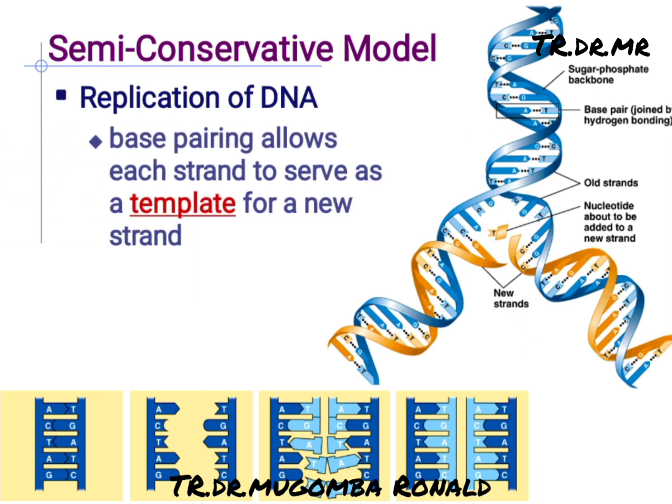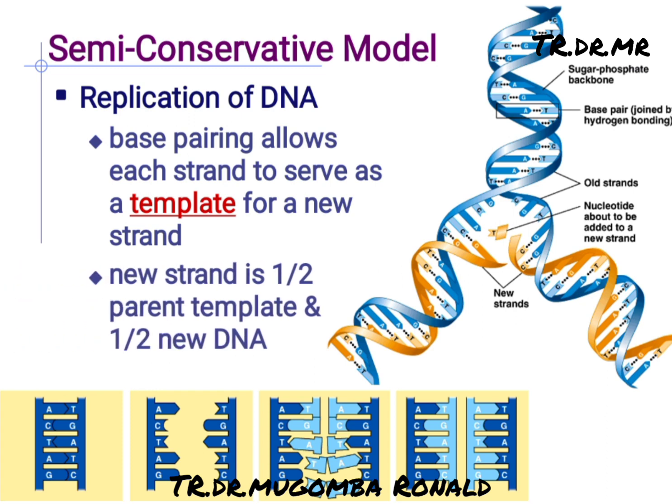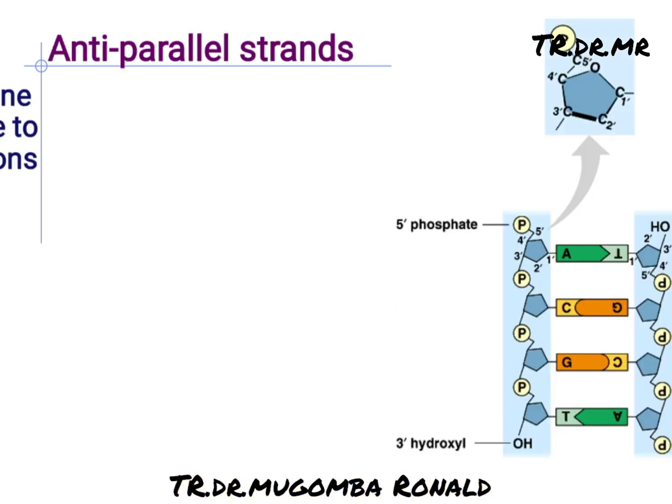So base pairing allows each of the strands to serve as a template for the new DNA. Each of the strands in the parent DNA will act as a template, and we shall synthesize new DNA using each of them, as you can see from there. Now, the new strand is usually half the parent and half the new DNA, and we have seen that already.